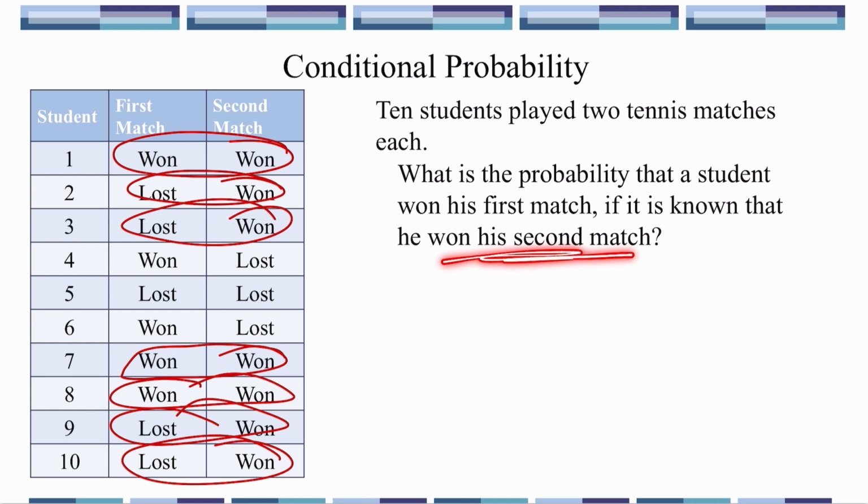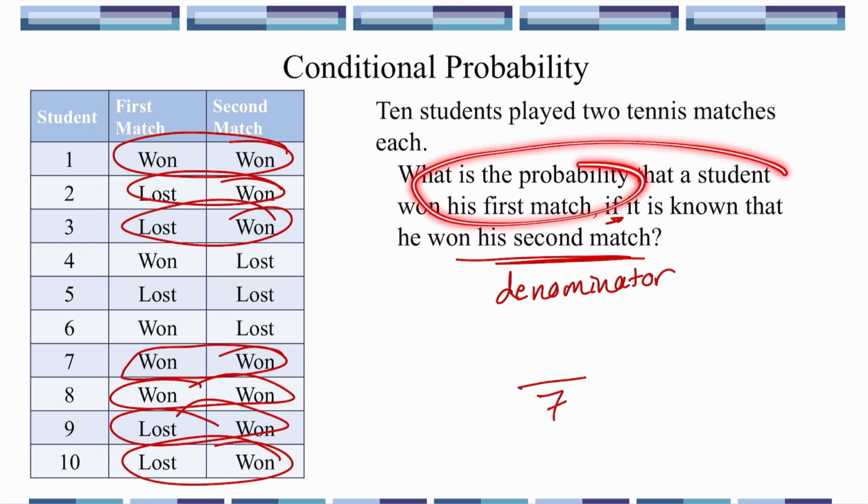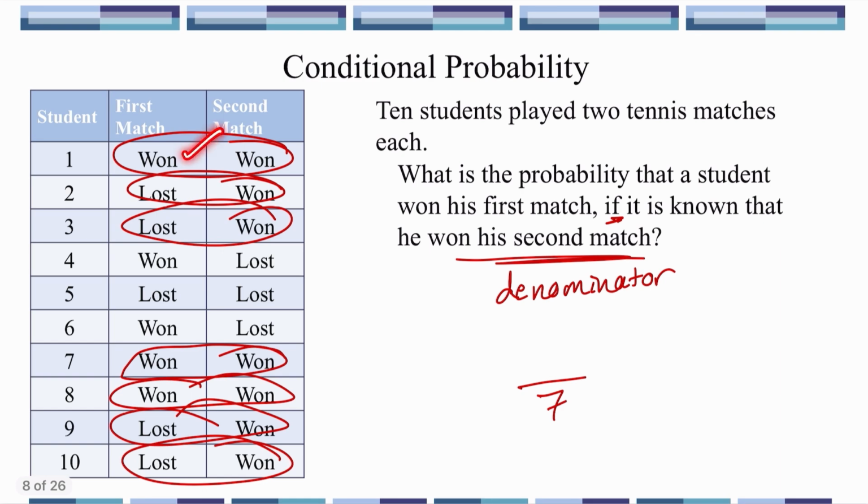So that becomes your denominator. Whatever follows the word if, or we'll see in a second the word given, that's going to be your denominator. So we're saying if we know of the people who won their second match, which is 7 of them, what's the probability that they also won their first match? So now looking at those 7 that we've narrowed down that I circled over here, how many of them also won their first match? So student number 1 did, student number 7 did, and student number 8 did. So that's 3 out of 7.